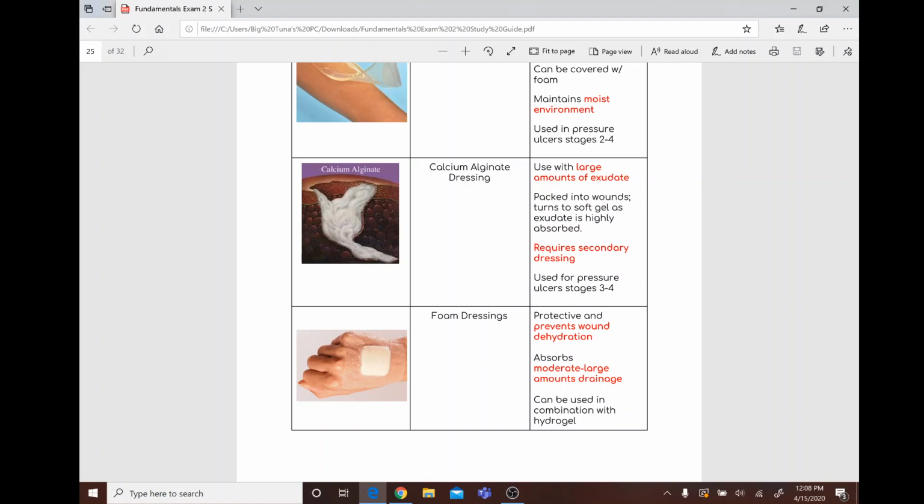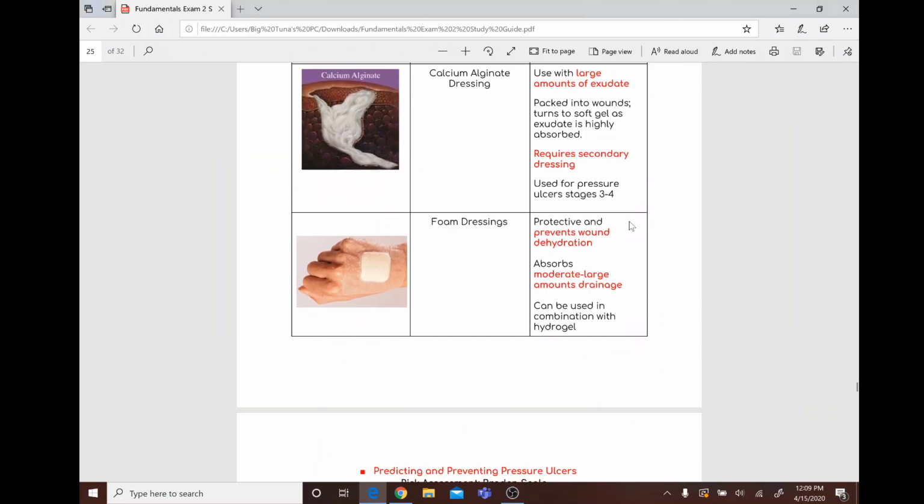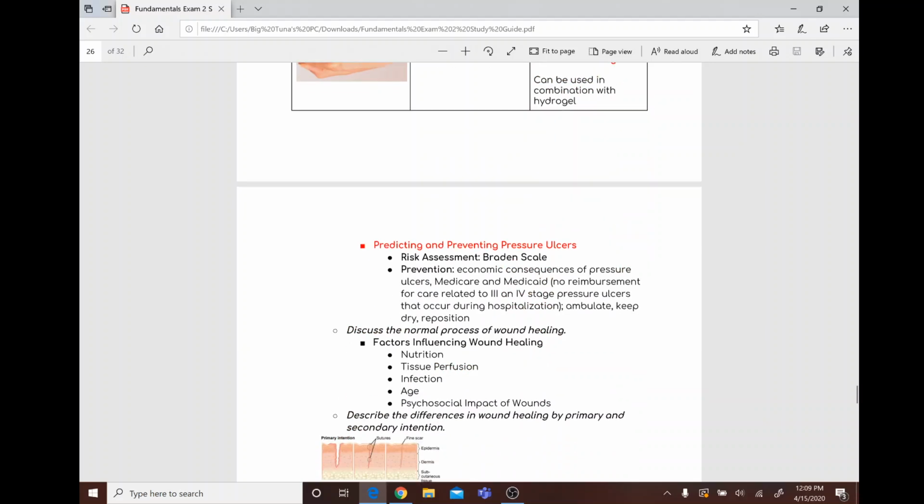Tell me about foam dressing. Protective and prevents wound dehydration. Absorbs moderate to large amounts of drainage. Can be used in combination with hydrogel.